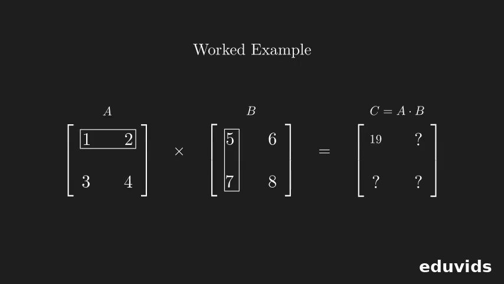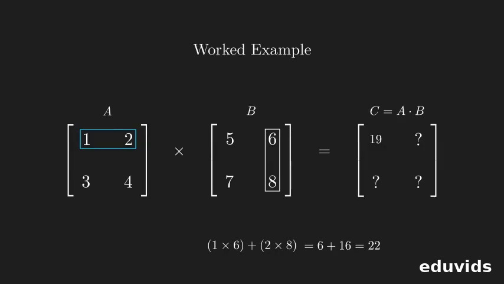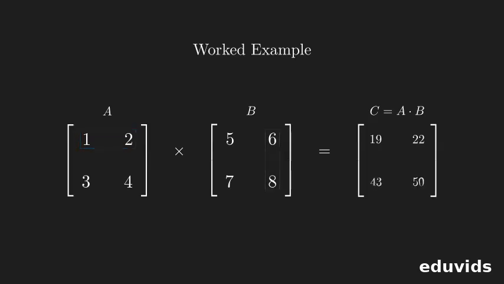For the top right element, we multiply row 1 of A by column 2 of B. 1 times 6 plus 2 times 8 equals 6 plus 16, which is 22. This method is repeated until all elements of the new matrix are found.